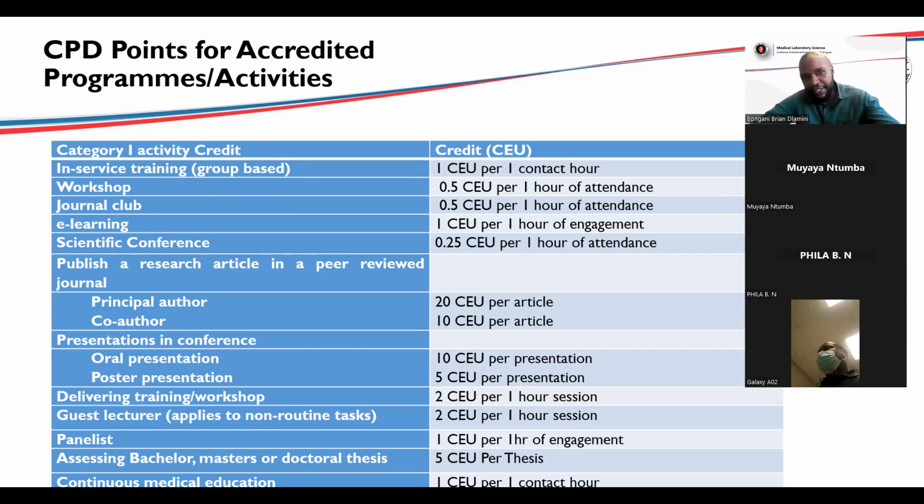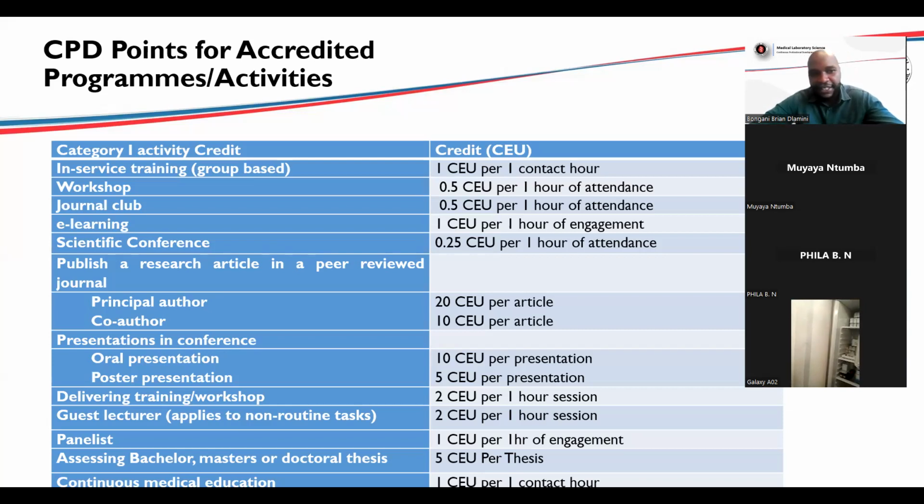And then if we have a general club, 0.5 would be the point allocated for every hour. And then when you take a course online, which is an e-learning, 1 point of engagement will be equal to one hour. And then should you also publish a paper, you get 20 points as a principal author, as a co-author 10 points. And the list is endless.